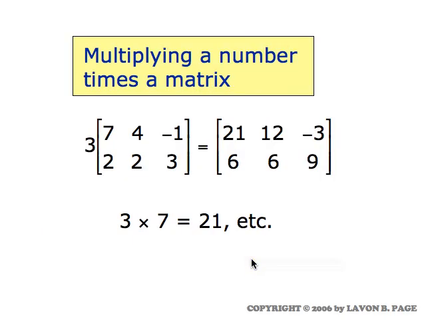What do you suppose it means to multiply a number times a matrix? Here we have a matrix which has 2 rows and 3 columns, and we're multiplying it times the number 3. And you see that what happens is we multiply every entry in the matrix times 3. 3 times 7 is 21, 3 times 4 is 12, and so forth. So, in summary, multiplying a number times a matrix just means multiplying that number times each entry of the matrix.